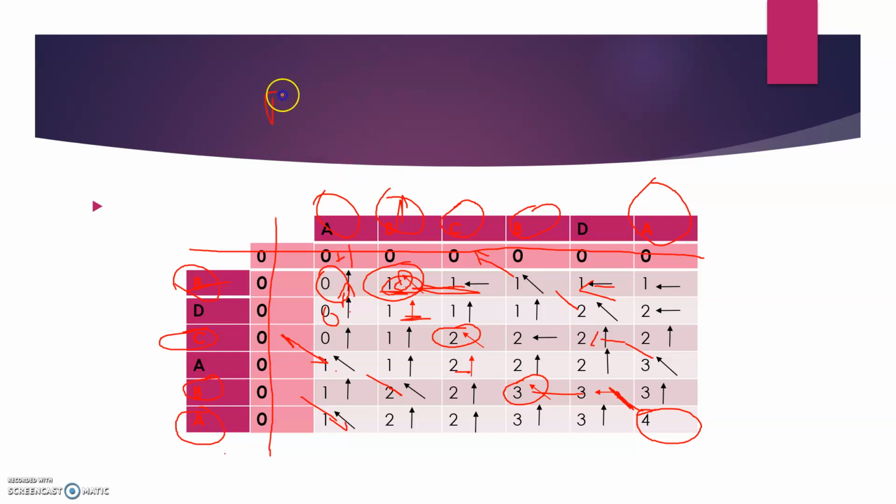So hence we have arrived at the longest common sequence as BCBA. So the length of the longest common sequence is 4 over here. So this is how we can compute the longest common sequence between any two strings with the help of the formula, that is the computation of LCS. This is the end of the video, and thank you.